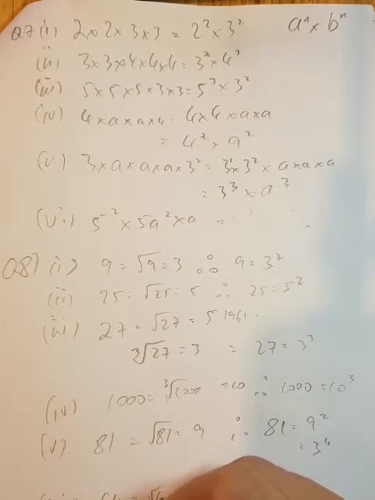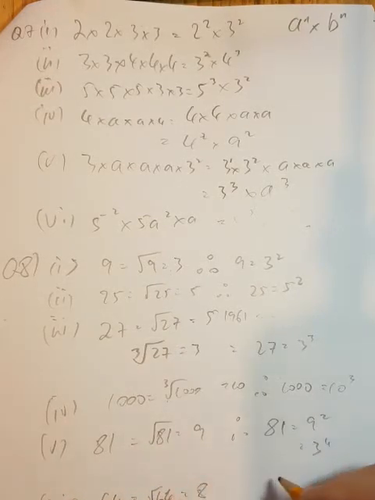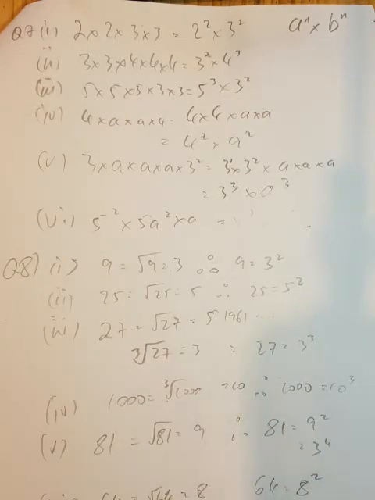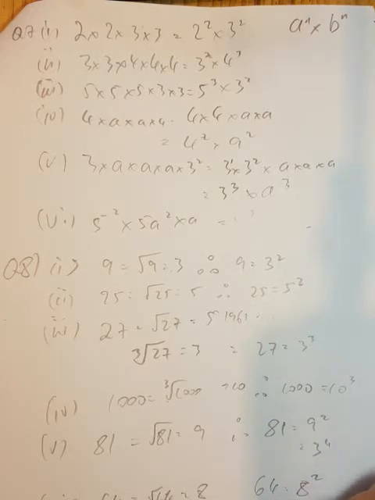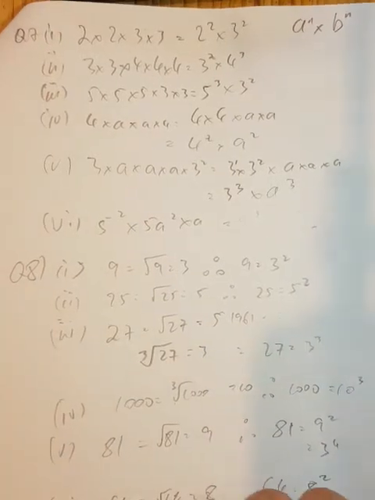Square root of 64 is equal to 8. So 64 is the same as 8 squared. Okay. Or, I think 2 to the power of 5. No, 2 to the power of 6. Yeah, 2 to the power of 6. But 8 squared would still have been correct. Okay.